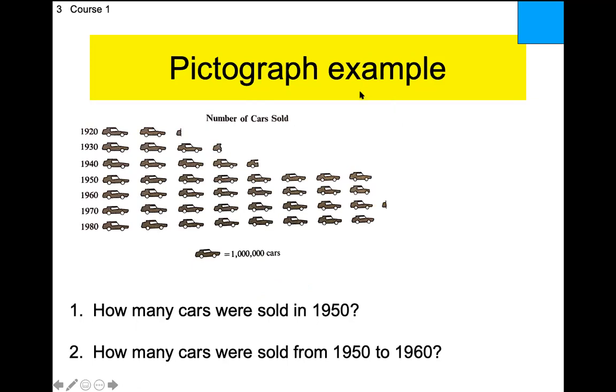All right, let's see if we can answer some questions right here. So question number 1 says, how many cars were sold in 1950? So I guess we got to find 1950. It's a horizontal pictograph. So we find 1950, and then I guess we simply need to count. As we're counting, a whole car is 1,000,000. So we're counting by millions. 1,000,000, 2,000,000, 3,000,000, 4,000,000, 5,000,000, 6,000,000, 7,000,000, 8,000,000. Well, that's not hard at all. So it looks like there were 8,000,000 cars sold during the 1950s, right?